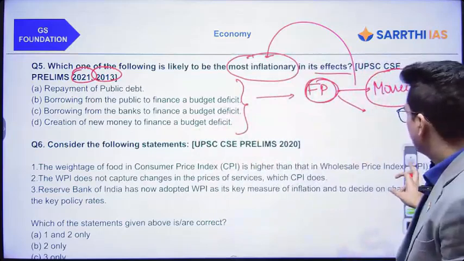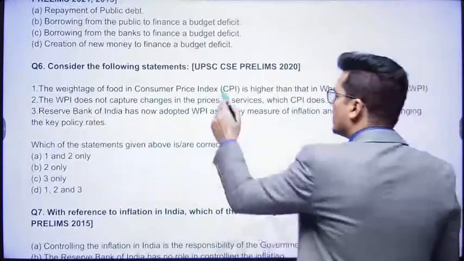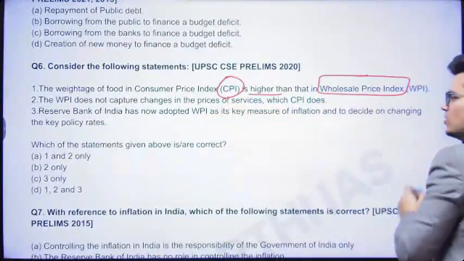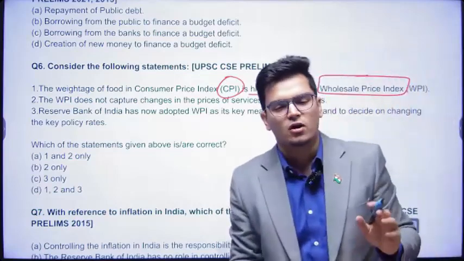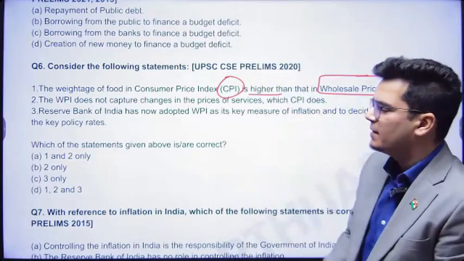Next question देखते हैं. Asked in 2020. The weightage of food in consumer price index is higher than that in wholesale price index. Now these words we have not heard before. I have not heard what is CPI, what is WPI. मैंने अभी से पहले नहीं सुना है.